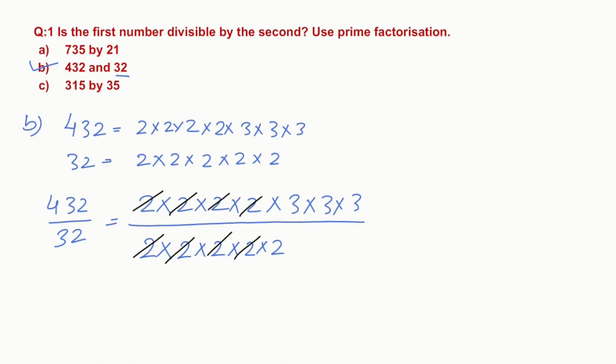Now we don't have any 2's in the numerator, but we still have one 2 in the denominator. So our answer is 3 times 3 times 3 over 2, which is 27 by 2. So here we can see clearly 432 is not completely divisible by 32.